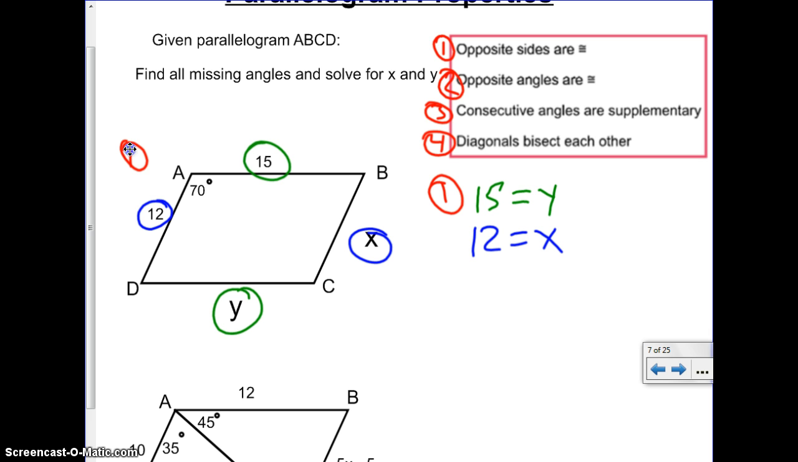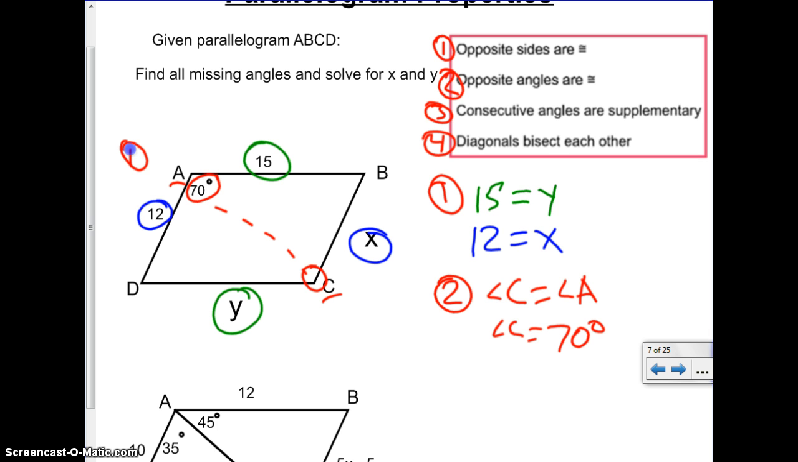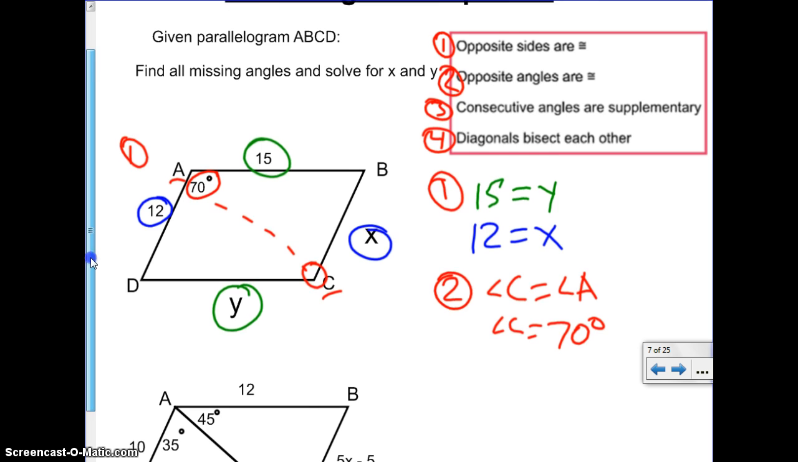Right? Let's look at the second property. It says opposite angles are congruent. Well, let's go ahead and look. Which angle is opposite 70 degrees? Now you want to think opposite, not next to. If you go opposite, it's C, right? So using property number two, that opposite angles are congruent, I can say that angle C equals angle A, right? And therefore angle C equals 70 degrees. So that's using the second property.